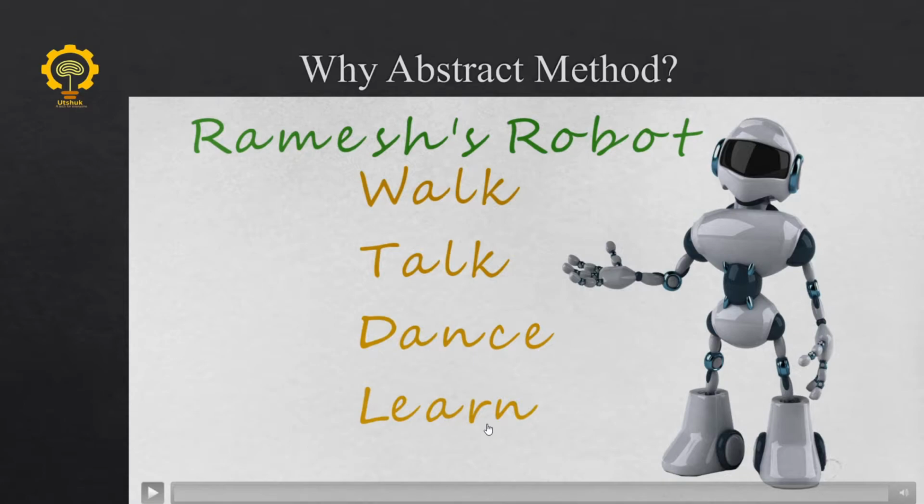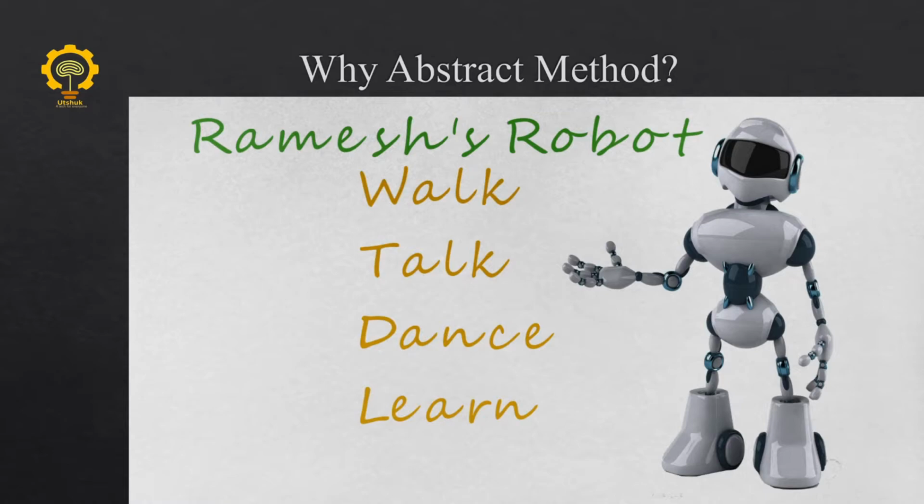And whenever another person, let's say Suresh, tries to implement the same robot, and reads the research paper written by Ramesh, then he knows about the walk method implementation, but he fails to define the talk, dance and learn methods. So at that time he could inherit the Ramesh robot functionality, define the other abstract methods like talk, dance and learn, and implement the abstract methods in his own class.